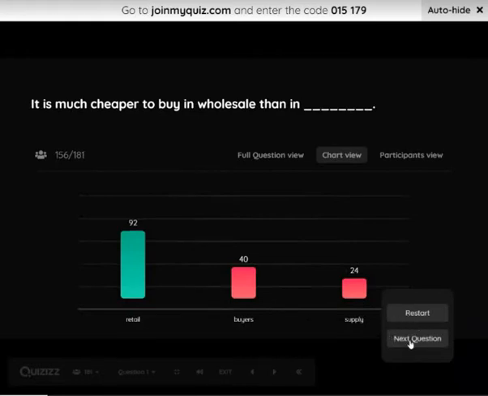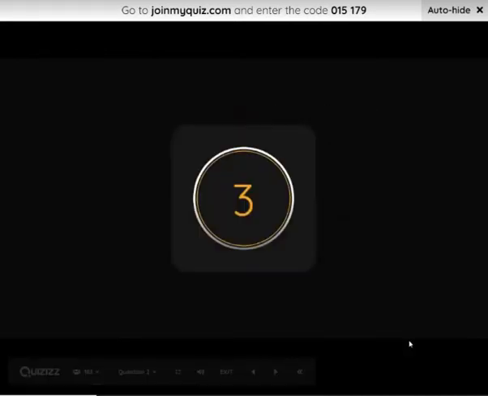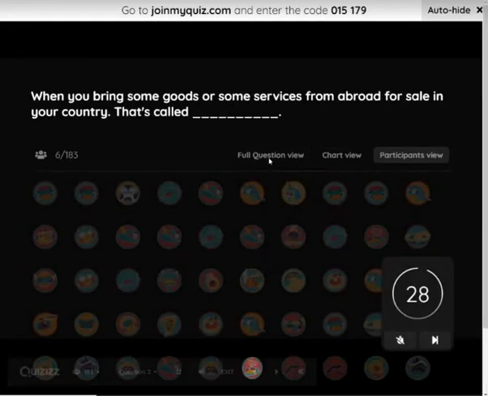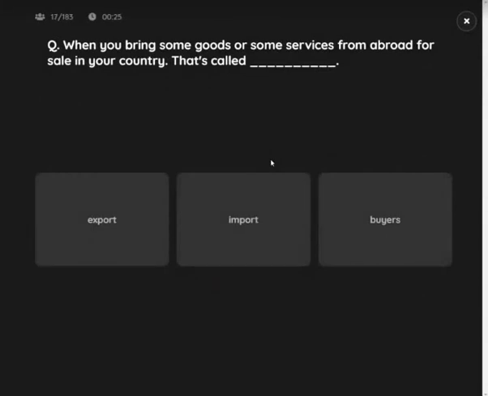Let's go to the next question. So when you bring some goods or some services from abroad for sale in your country, that's called export, import, or buyers. Three, two, one, and 0.